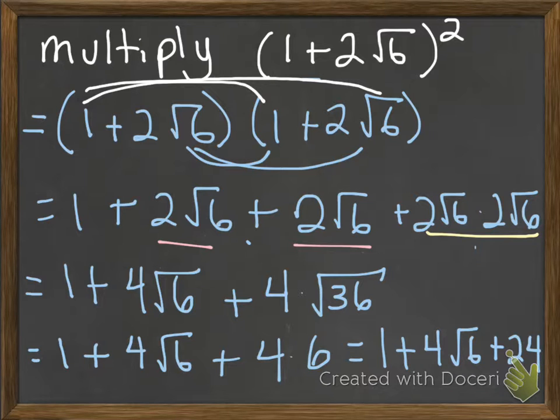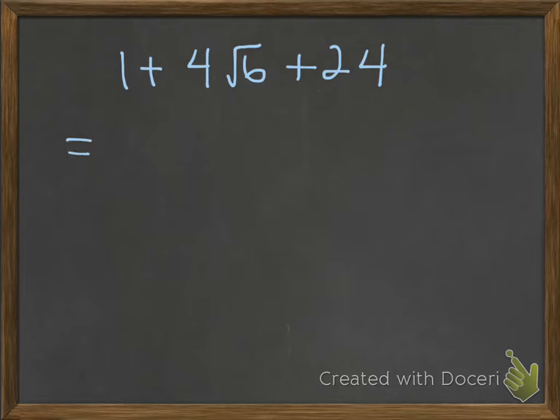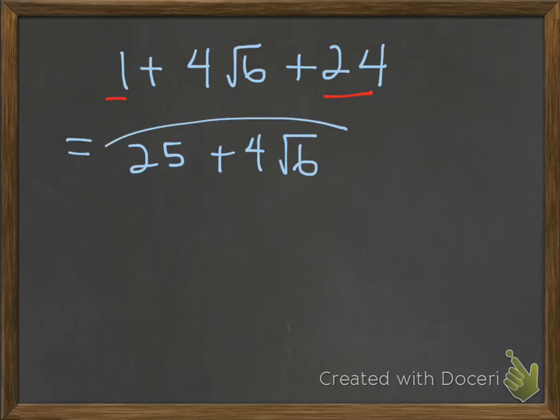We'll go to the next page. I've run out of space here. 1 plus 4 root 6 plus 24 was what we had. And then last but not least, there are, again, some like terms. The two things that were outside the radical, we can combine to be 25 plus 4 root 6. Ta-da!